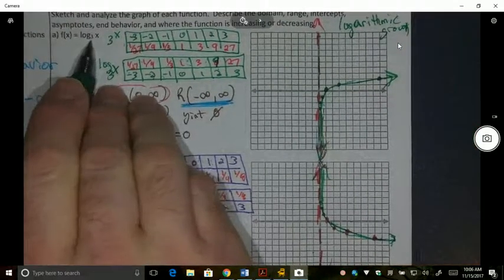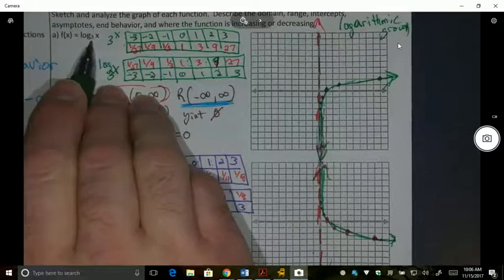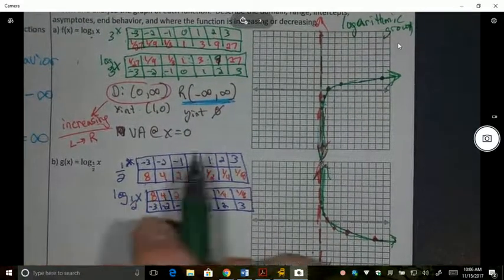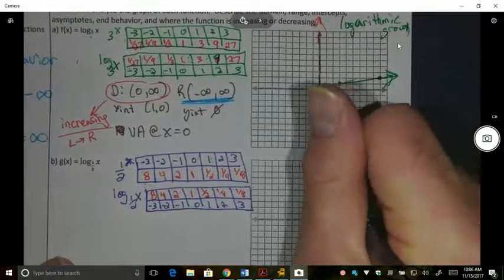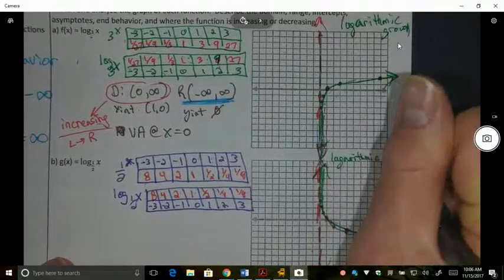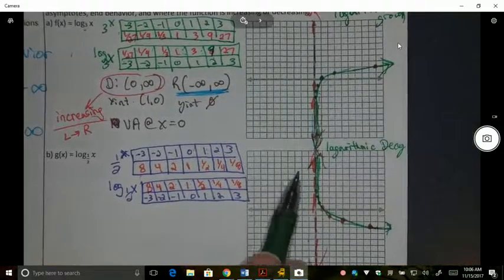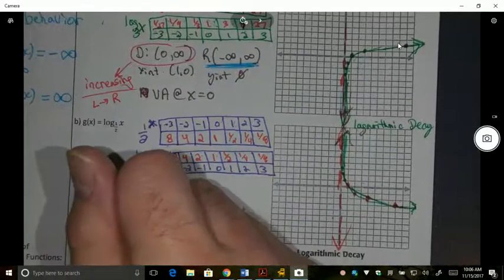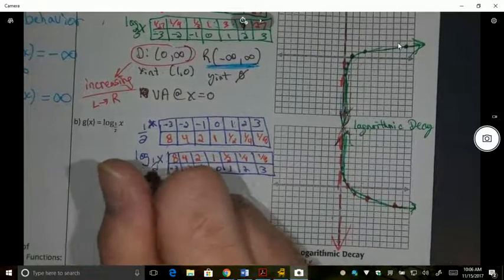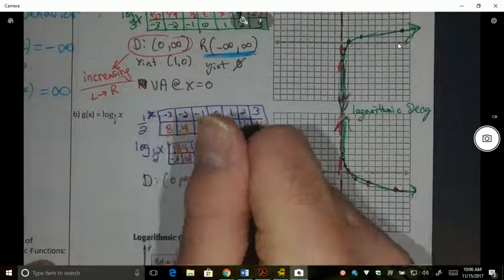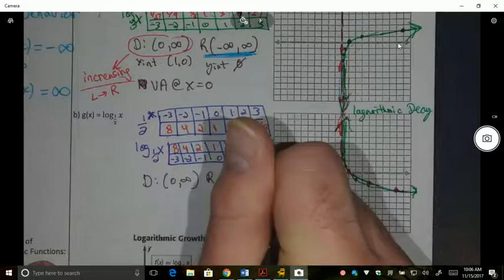Our base was a number bigger than 1. This one, our base is a fraction that's between 0 and 1. So this one is logarithmic decay, because as I go from left to right, it's going down over the entire domain. Our domain is 0 to infinity again. Our range, once again, is -infinity to +infinity.